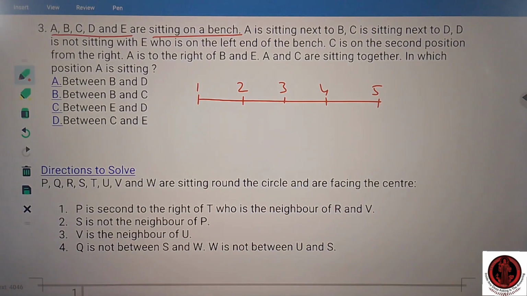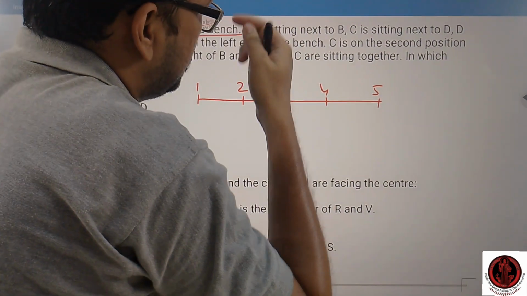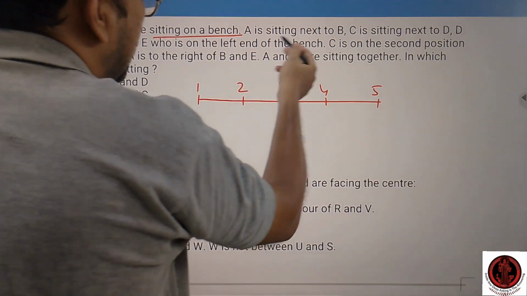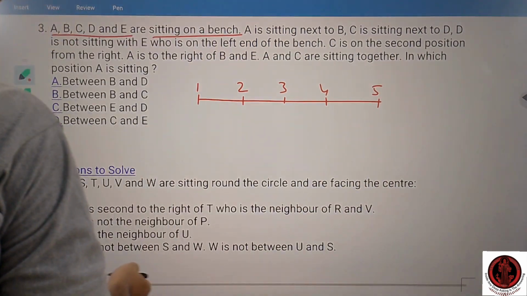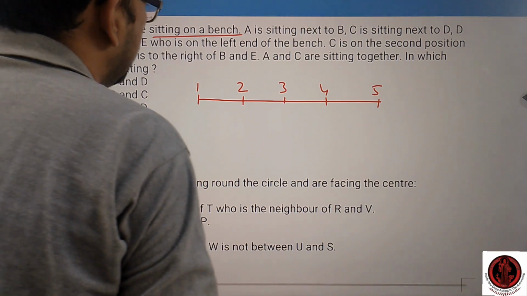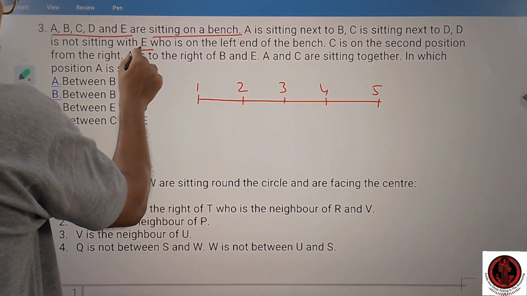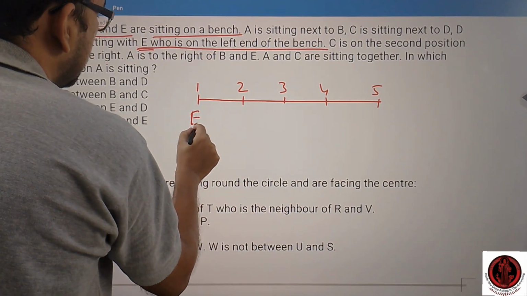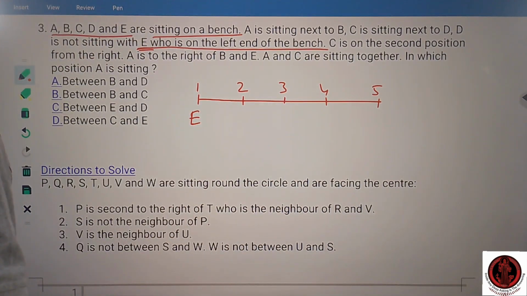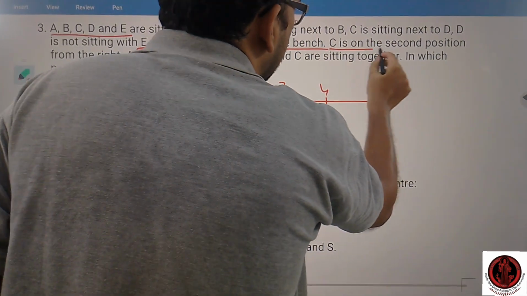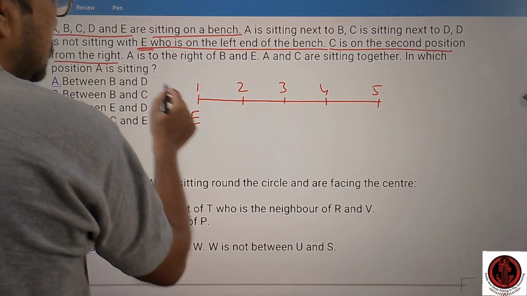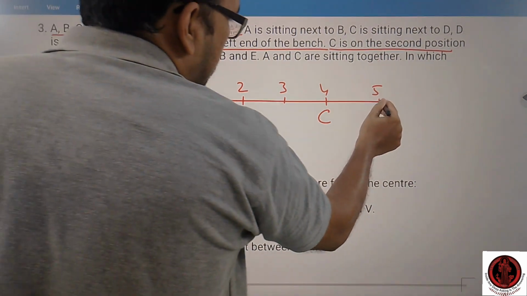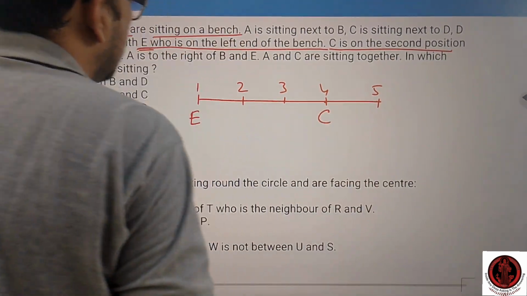Now first you have to find out the position that is exactly given in the problem. A is sitting next to B, C is sitting next to D, D is not sitting with E, who is on the left end of the bench. So E is on the left end of the bench. C is on the second position from the right. So this is the right part. Now C is in the second position from the right.